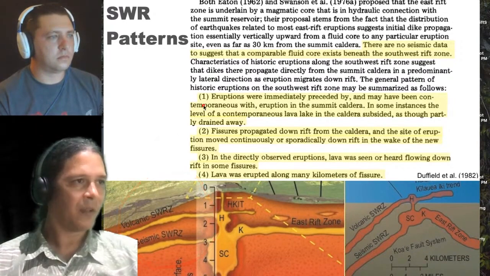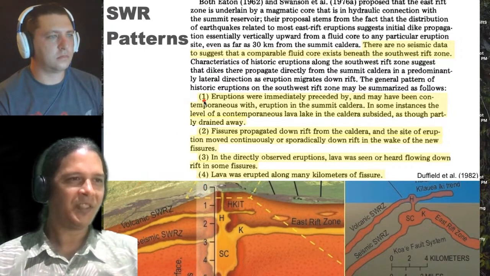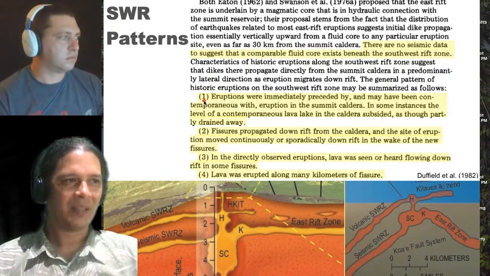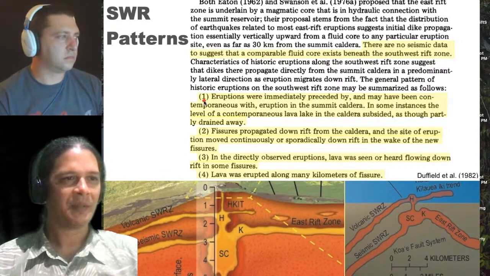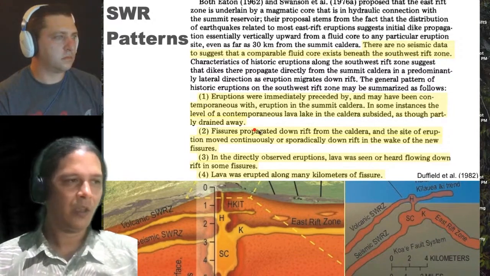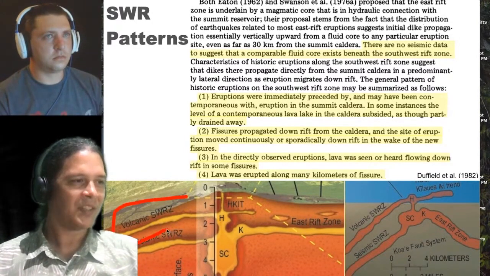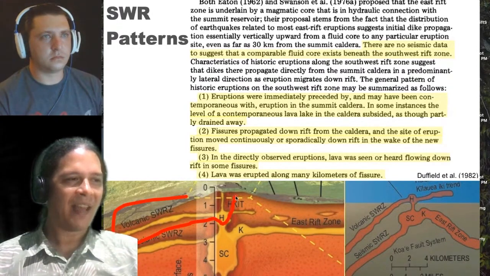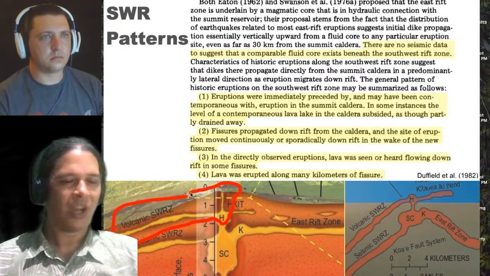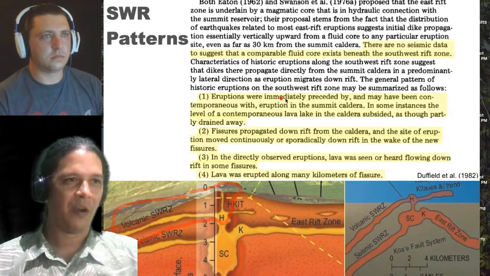As far as patterns, number one, eruptions were immediately preceded by and may have been contemporaneous with eruptions in the summit caldera. In some instances, the level of contemporaneous lava lake in the caldera subsided as though partly drained away. So whatever's happening in this upper, shallower crack system, it's being fed by that upper lava lake and upper magma chamber directly, right? That's what we're seeing there, right?